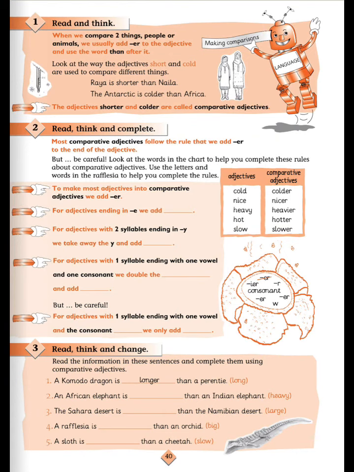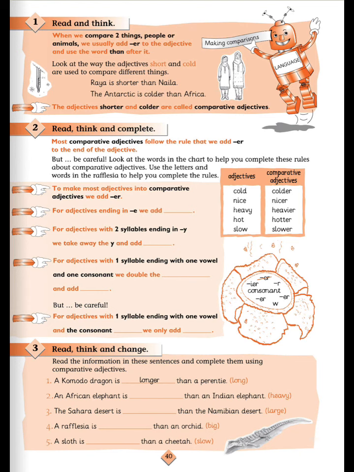Exercise number 1. Read and think. When we compare two things, people or animals, we usually add er to the adjective and use the word than after it. Look at the way the adjectives short and cold are used to compare different things. Raya is shorter than Naila. The Antarctic is colder than Africa. The adjectives shorter and colder are called comparative adjectives.